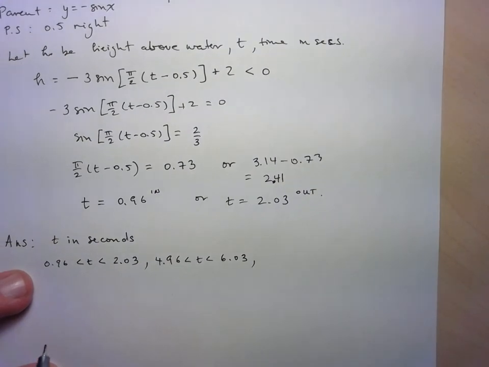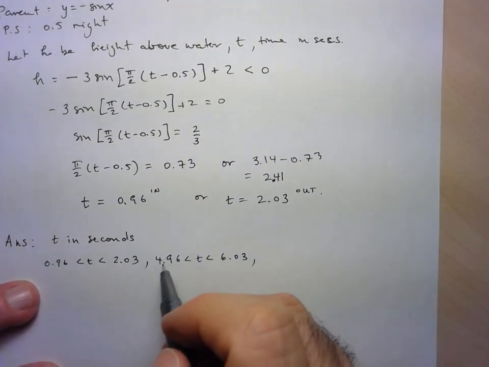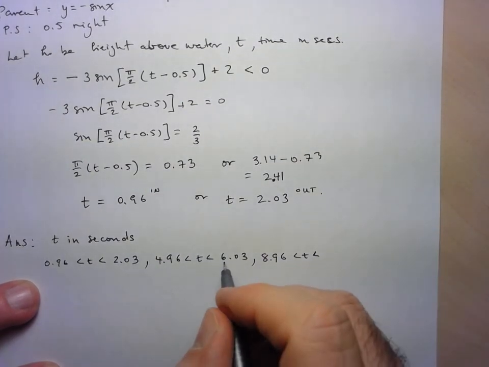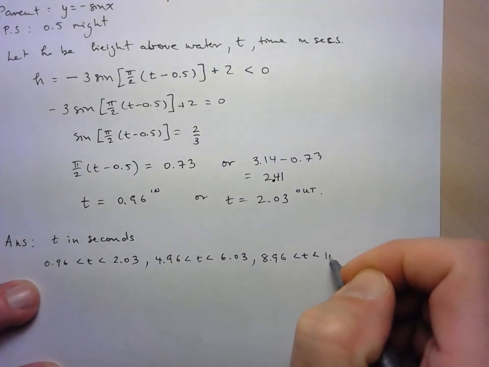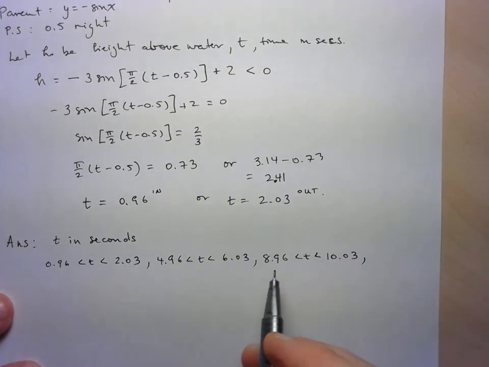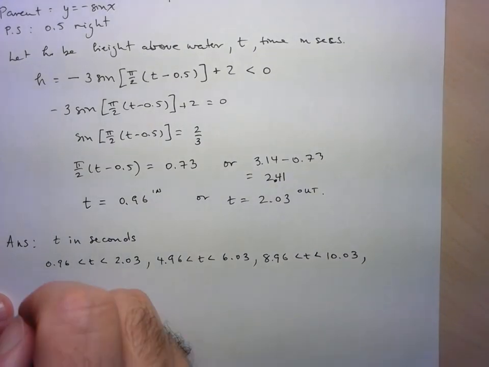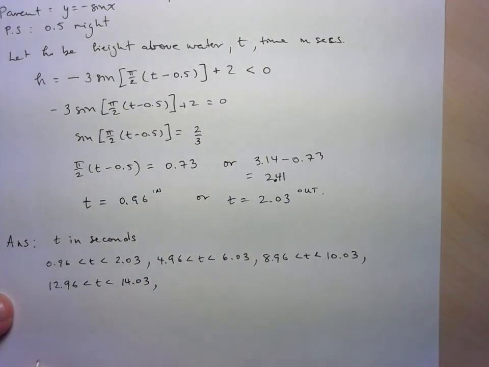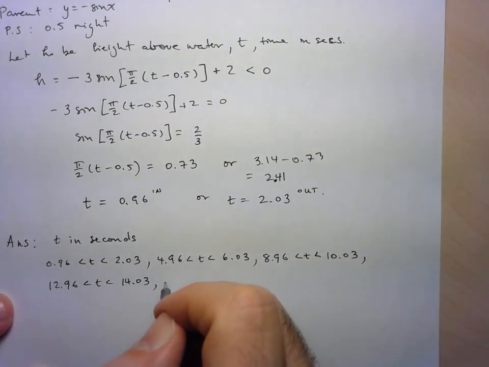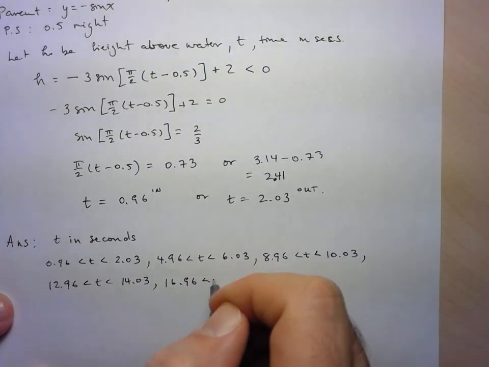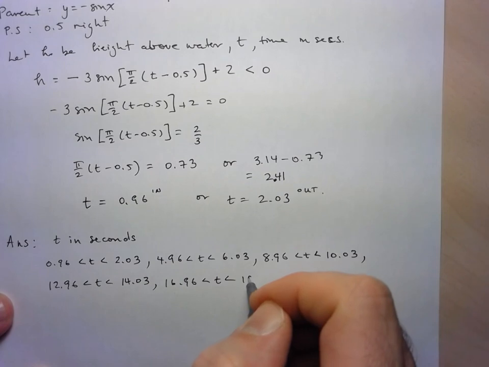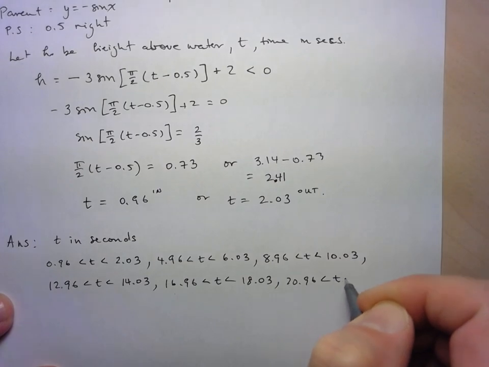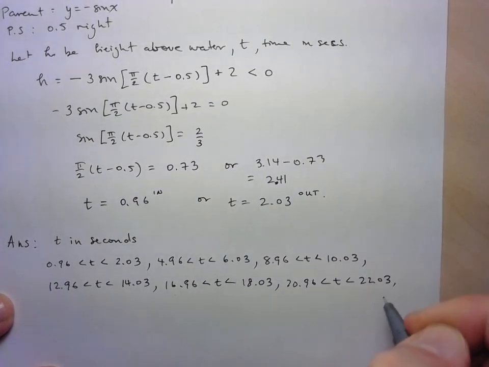And now I just keep going. The next time it goes into the water, let's add 4 to this. So 8.96, less than t, less than, add 4 again, so 10.03. Let's keep going. The next time it goes into the water, add 4 is 12.96. Comes out of the water, 14.03. The next time it goes into the water, add 4, 16.96. This is going to be long. Add 4, 18.03. Add 4 again, so 20.96. Add 4, 22.03. And we just keep going.